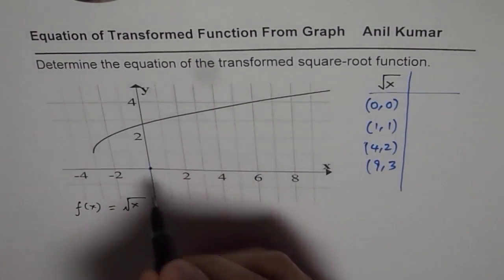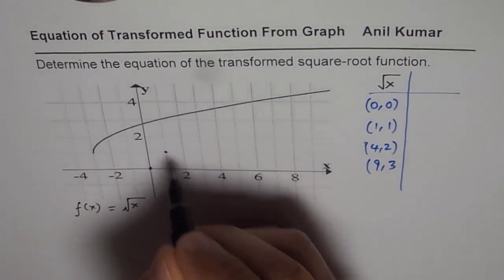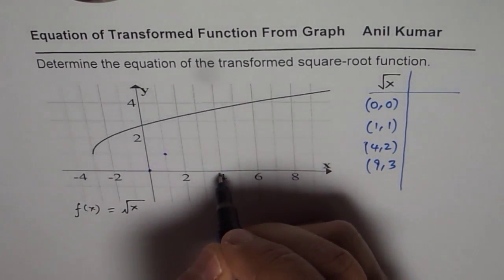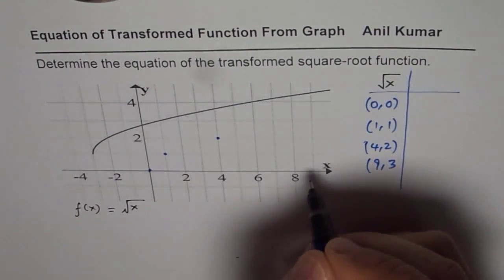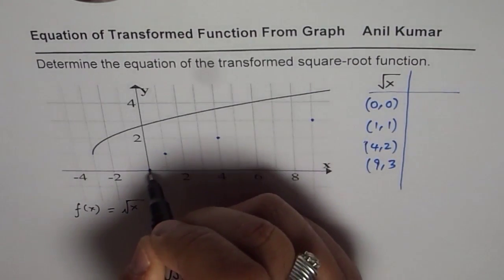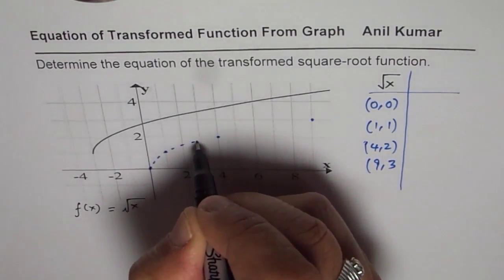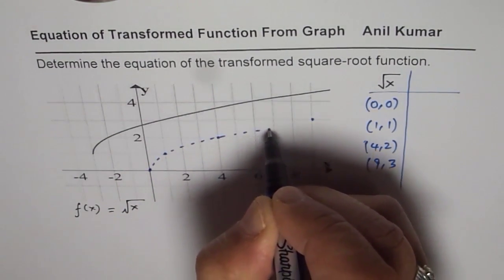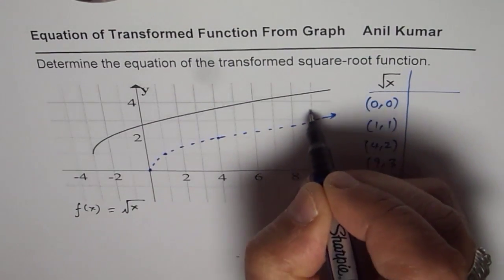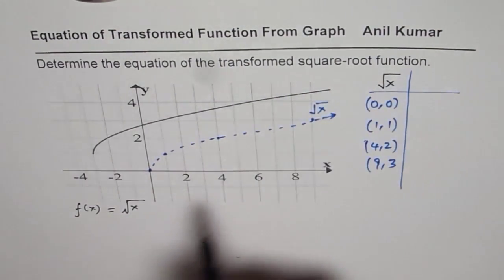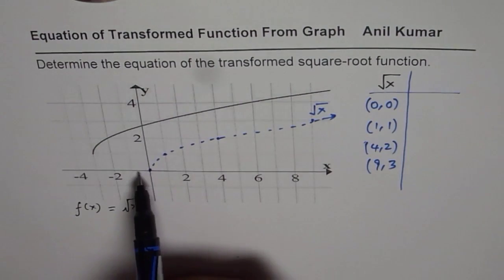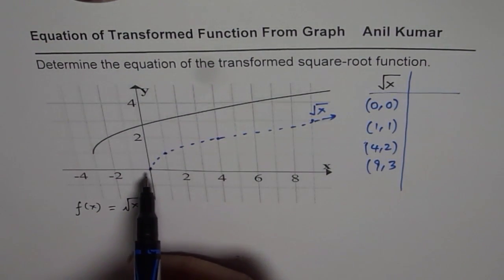So these are the key points. 0, 0 is right there. 1, 1 means this point. 4, 2 is there. 9, 3 means this. So if I join these points, then I get the parent square root function, right? So that is my parent square root function. As we see, the function seems to have moved.